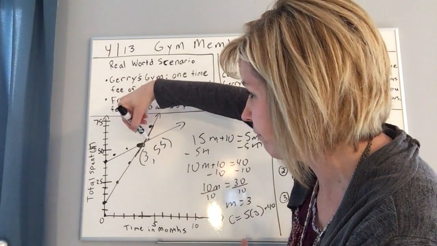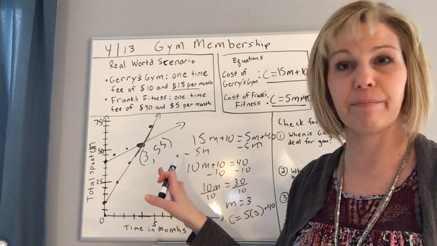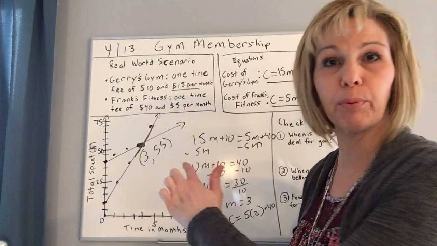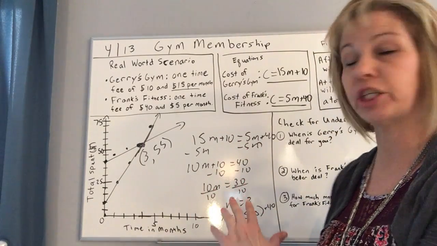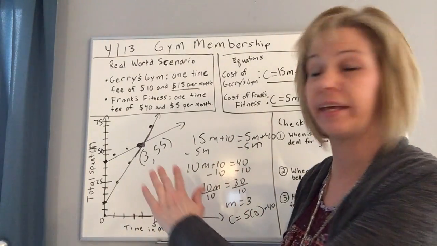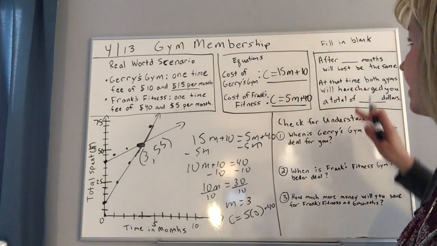So at $55 in 3 months the cost is the same. You can see the intersection point would be your solution. You can solve it algebraically. To check, I would always solve it algebraically to make sure your graph makes sense for the problem. So let's answer the question.